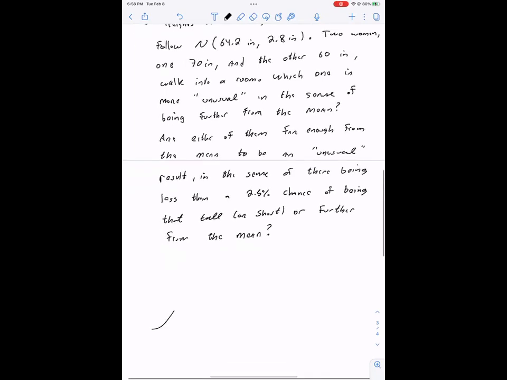And what does an unusual height mean? That means if we look at the normal curve and we say that the mean is 64.2, is one of them so far away on either end that the chance of being past it would be less than 2.5%. Not really an outlier. Well, yeah, actually. Okay, that's a good way of thinking about it. An outlier, someone who's just so far from the average that it's like, this is just unusual.